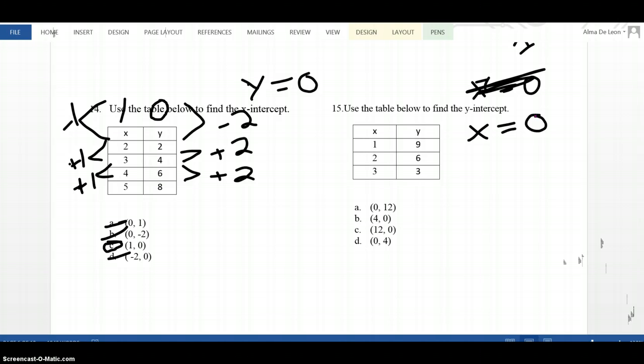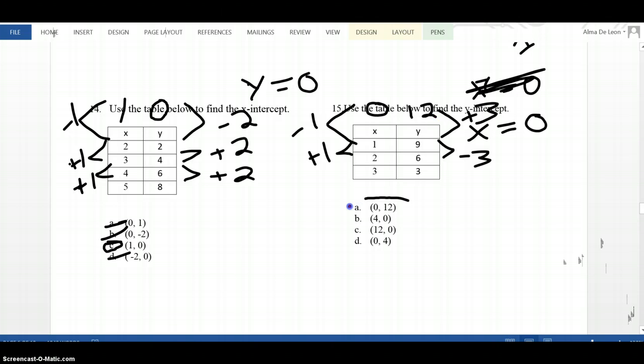Every time I add 1 on the left, I have to subtract 3 on the right. So I'm going to work backwards. Instead of adding 1, I'm going to subtract 1, and instead of subtracting 3, I'm going to add 3. 1 minus 1 is 0, and 9 plus 3 will give me 12. So my y-intercept, which occurs when x equals 0, is at (0, 12). So my answer is A.